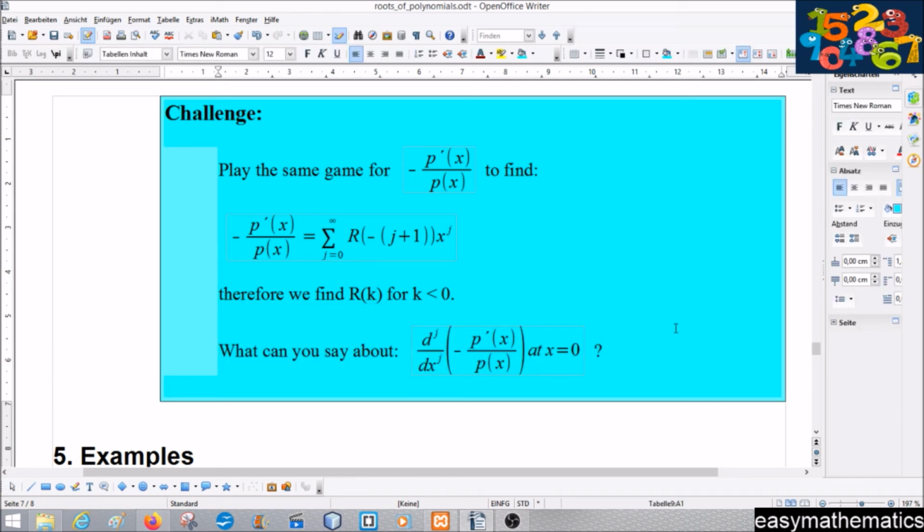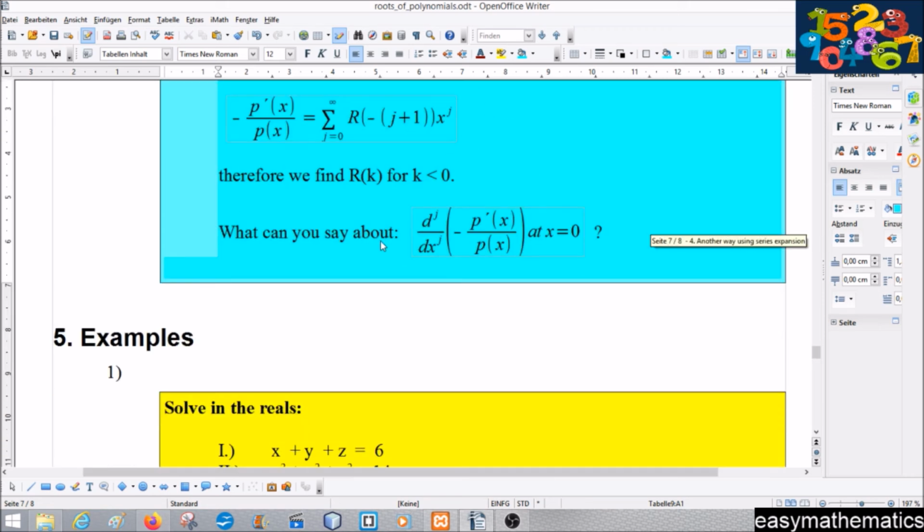And what can you say about the j-th derivative d^j over dx^j of negative p prime over p at x equals 0? I said this a couple of seconds ago. Just think about that, and now we have a way to write down the power sums for negative exponents.